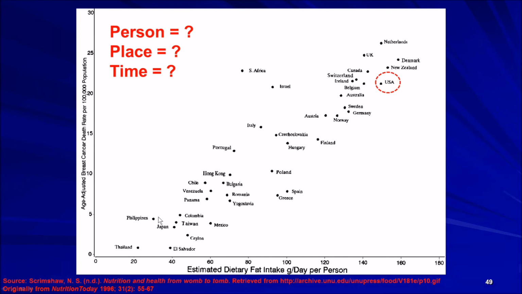And we can see that as fat intake goes up, breast cancer also increases, and we can see that the U.S. has a high-fat diet, and the number of breast cancer cases is greater there than in those cultures that do not consume as much fat in their diet.